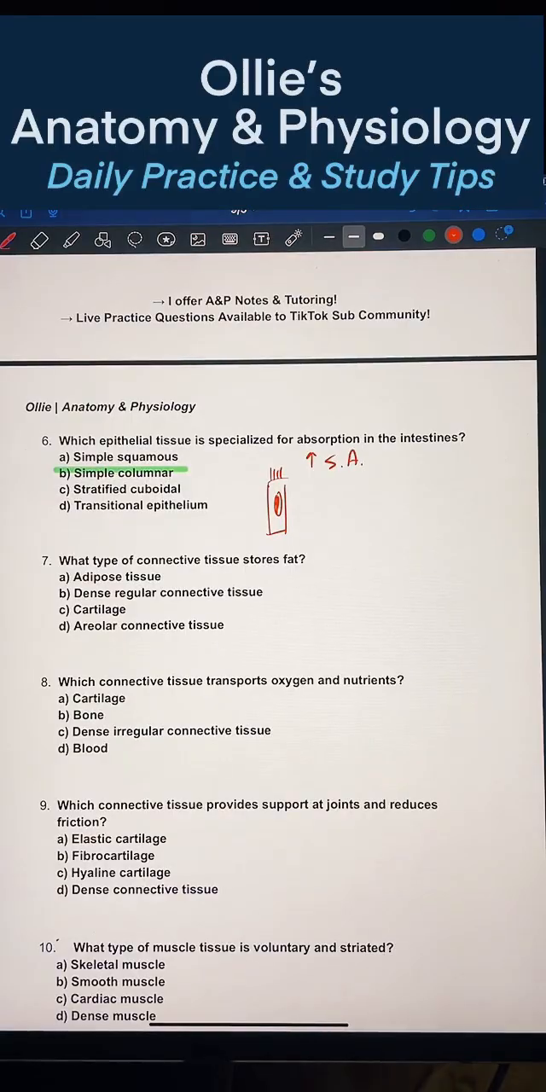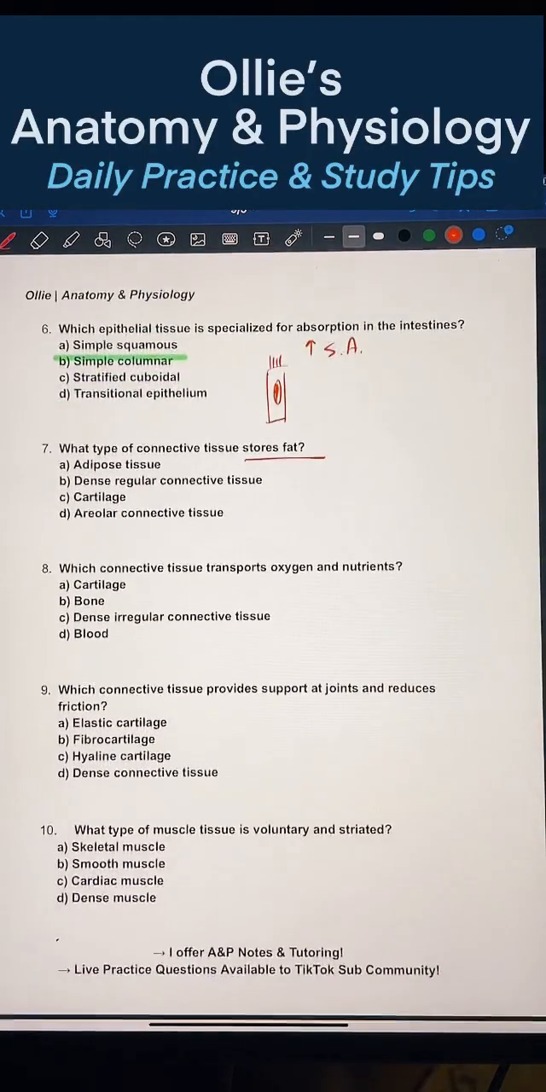Number 7, what type of connective tissue stores fat? A, B, C, or D? What do you guys think for that one?